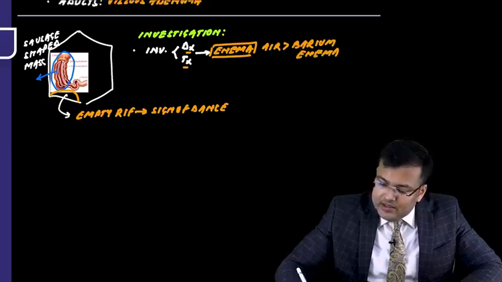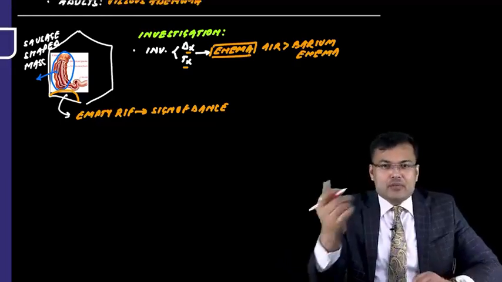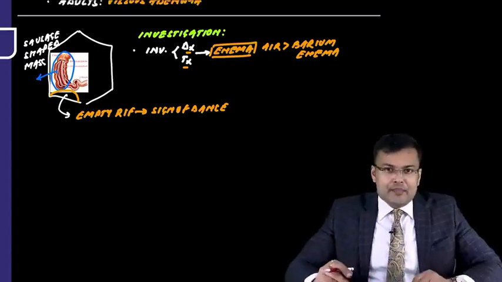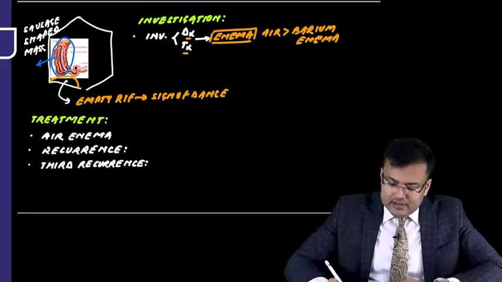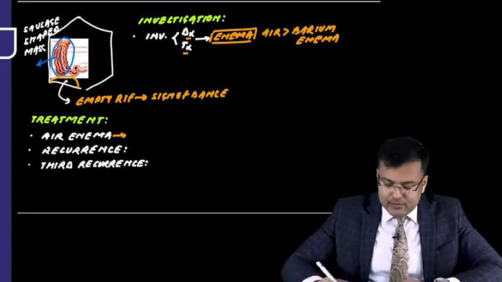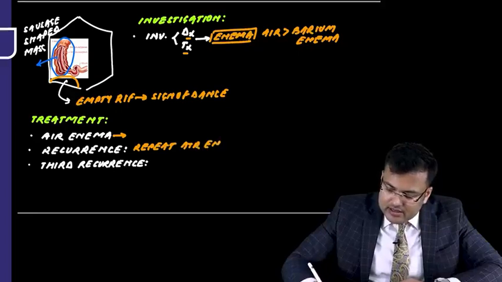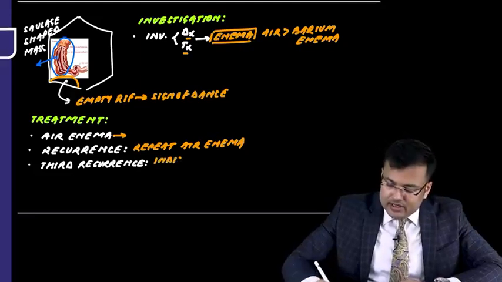Clear? Now imagine a patient has intussusception and you have given air enema, the patient improved and was discharged. Again there is an attack. So if there is recurrence, again we have to give air enema. So which recurrence is an indication for surgery? It is the third recurrence which is an indication for surgery. So air enema is both diagnostic and therapeutic. For recurrence, we have to repeat air enema, and the third recurrence is an indication for surgery. You have to remember that.